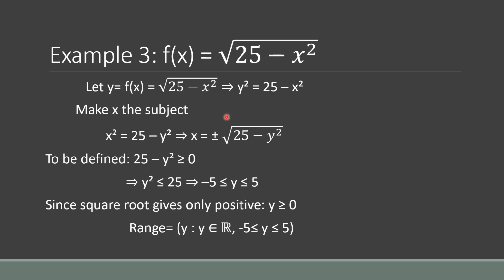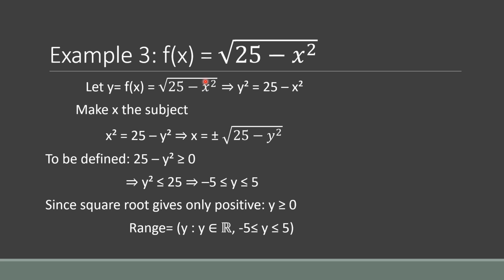Let's move to the next one, which is also a radical function. So we have example 3, and example 3 is in the form f of x equal to square root of 25 minus x squared. Good. So the same process will be taking place here. I will let y be f of x. So if y is f of x, then it means that y is the same as square root of 25 minus x squared, which implies squaring both sides to remove the square root.